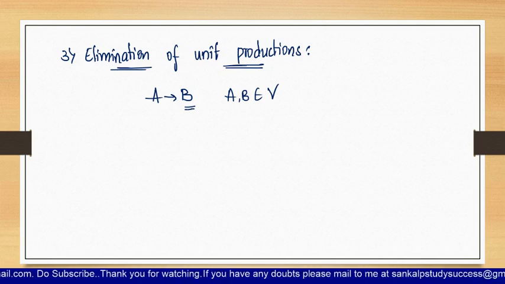This is the process where we are going to eliminate all the unit productions. That means if you eliminate these unit productions, then you can reduce your context free grammar. Now let us solve a question related to elimination of unit productions.